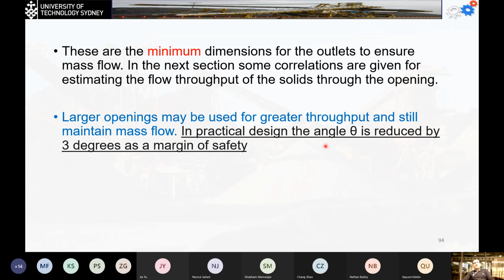In practical design, the angle theta is reduced by 3 degrees as a margin of safety. So if I have 27 degrees, I usually use 24.